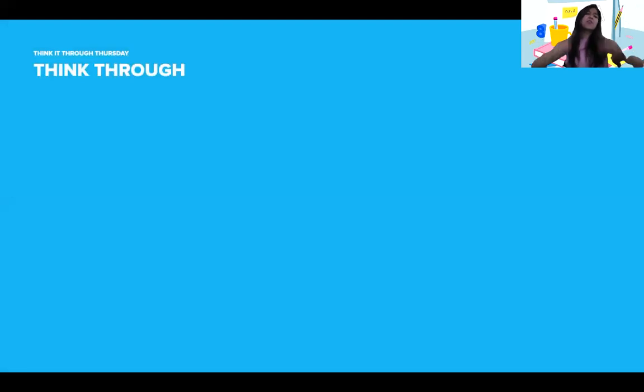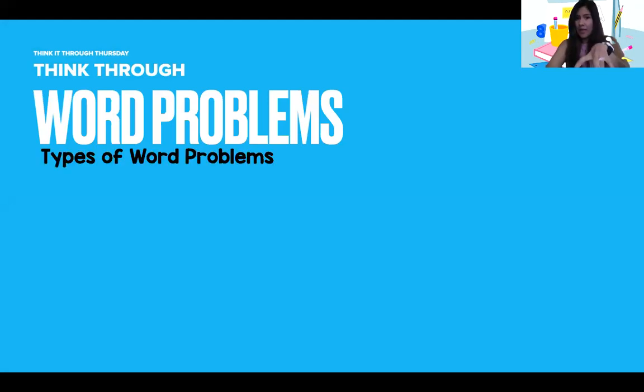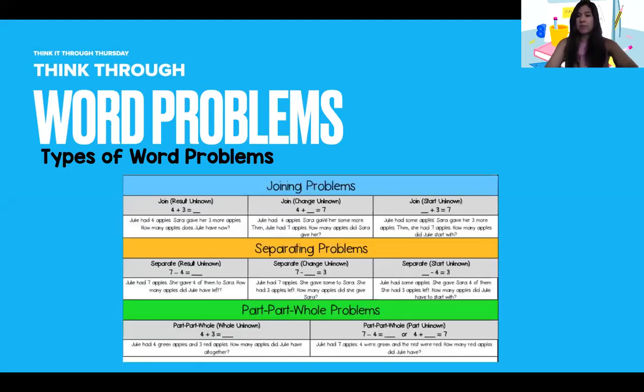Today is Think It Through Thursday, and today we are going to think through some word problems. What type of word problems? Well, I remember that throughout the school year, we have been reviewing word problems, and there are different types of word problems. Specifically, in first grade, we have focused on three types of word problems: joining problems, separating problems, and part, whole problems.